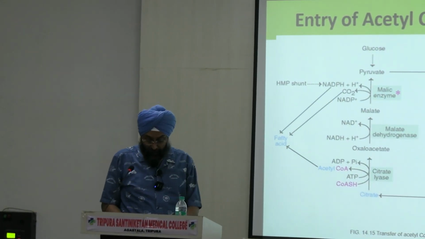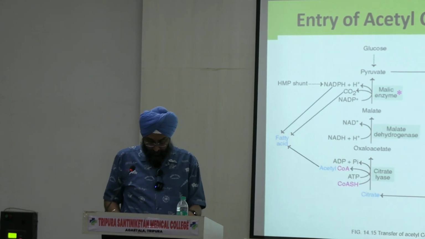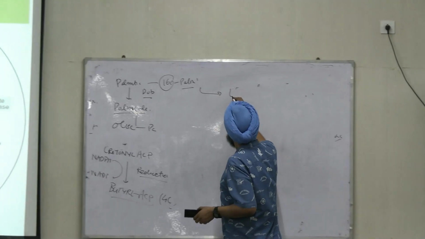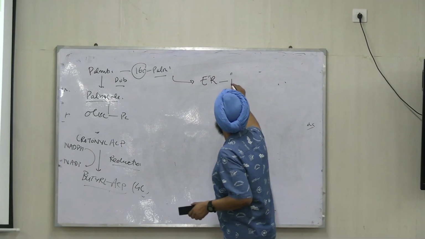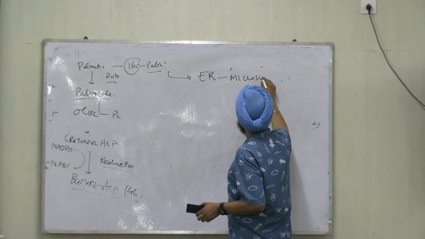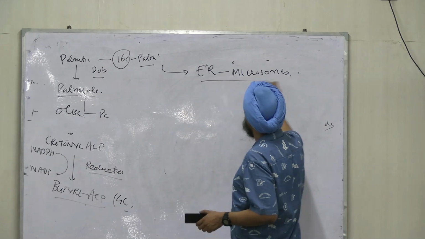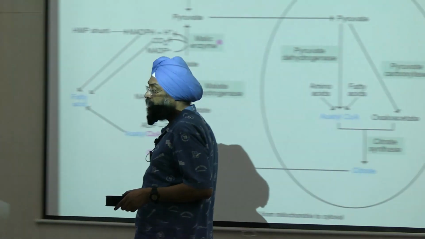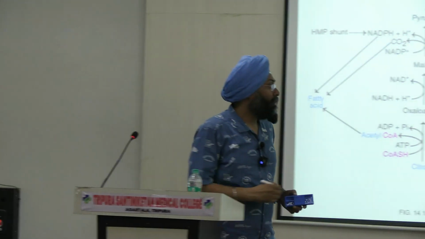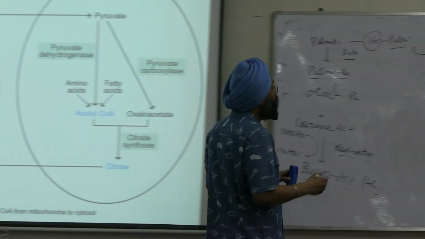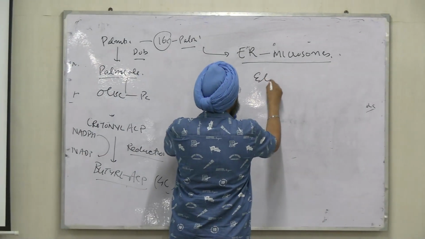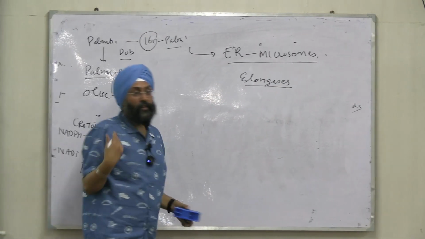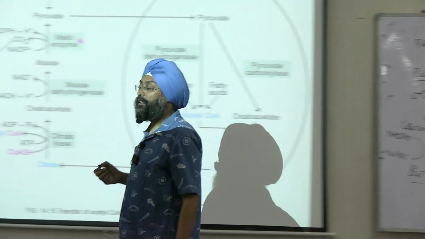For further elongation, what do you need? Beyond 16 carbon you need the endoplasmic reticulum and microsomes to further elongate the chain, right? How will you elongate? The enzymes are elongases. They further elongate the chain. That is why the name is elongases.